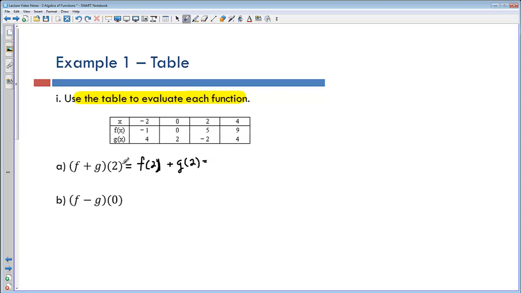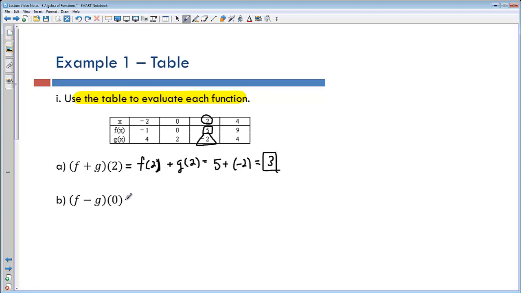And so once I know what this says, I'm going to do what it says. So it says go find f of 2. Up here, the input value is 2, and the output value is 5, so f of 2 is 5, so I'm going to write down 5. And then plus, it says find g of 2, and so here's g, here's 2, and its output value is negative 2, so plus negative 2. And so that's really 5 minus 2, which is the number 3. And so my answer is 3.